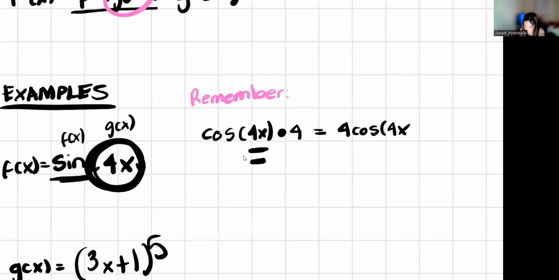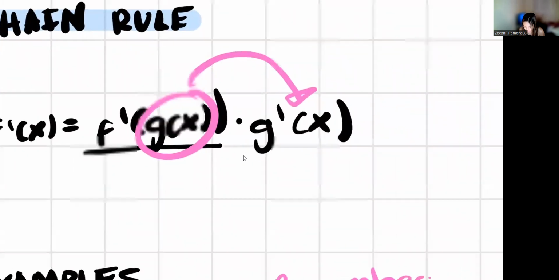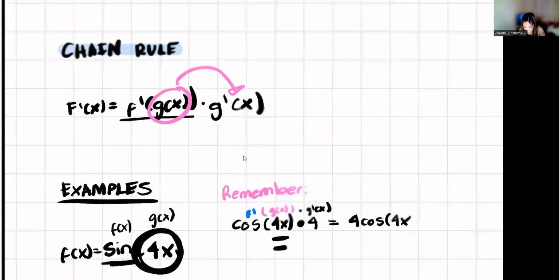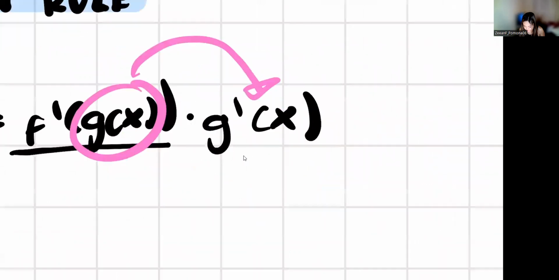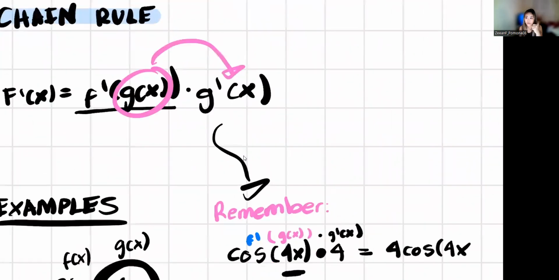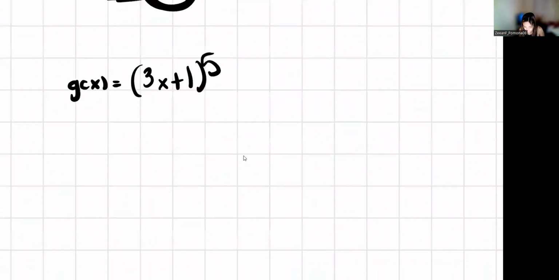So I want you all to visualize this particular formula. This would be f prime, and then this would be g of x, and then this would be times g prime of x. So that is the same exact thing as the formula. Perfect. Now let's try this very, very simple one.